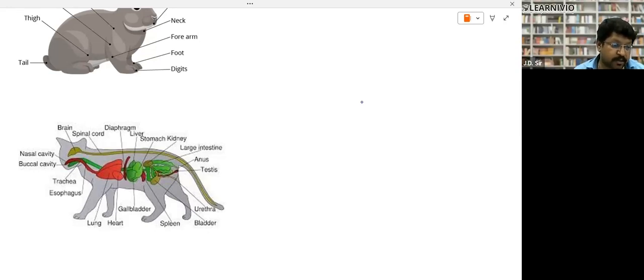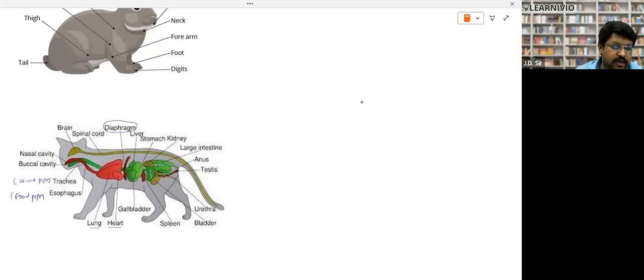Then there is the respiratory cavity, buccal cavity meaning the mouth, food cavity. Trachea means windpipe. Esophagus means food pipe. Lungs are present. Heart is present. And after the lungs and heart, there's a diaphragm. The diaphragm is the thing which separates the respiratory system from the digestive system. It's a curtain-like structure, right?